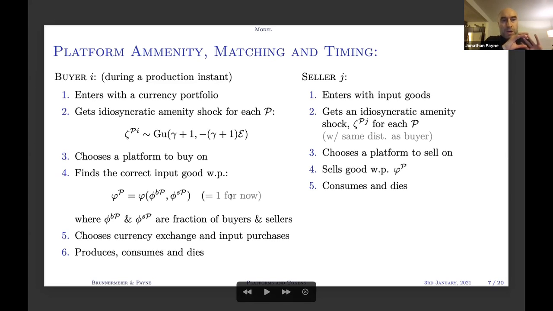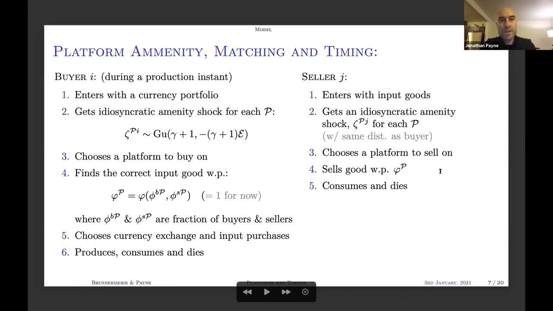Okay, so after they've got their amenity shock, they've chosen the platform to buy on, they've potentially found their good, they then choose whether they want to exchange currency, they choose their input purchases, they produce, they consume, and die. Okay, so it's the timing for the buyers inside a period. The timing for the sellers looks very similar, except they don't have this issue of the currency. They enter with input goods, they get the idiosyncratic amenity shock on their side, and then they choose where to sell, and then they consume and ultimately die as well.